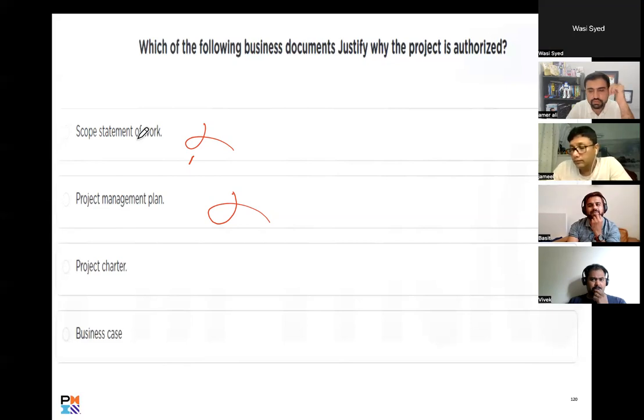So our project is authorized. It should be the business case, right? Why we are choosing a particular project, right? So D should be the right answer.